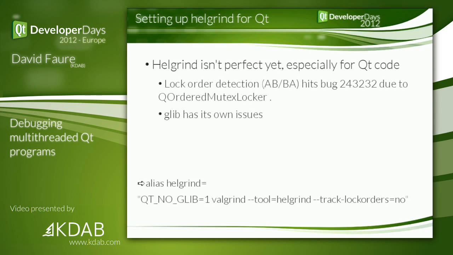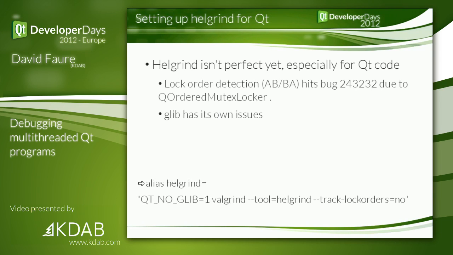And I'm still talking to the Helgrind developers about it, and actually they told me how to make the patch that I would like to make in Helgrind, so I'm going to finish that, and hopefully this problem will go away, if they agree with the result. Another thing is glib has its own issues, and it's used by default for the event loop in Qt.